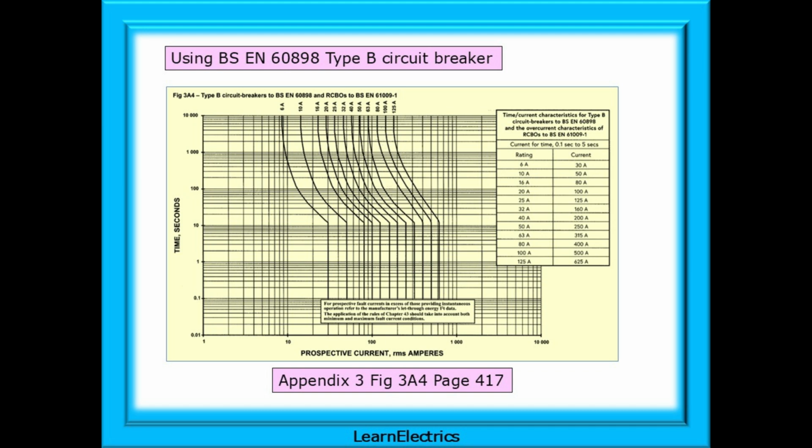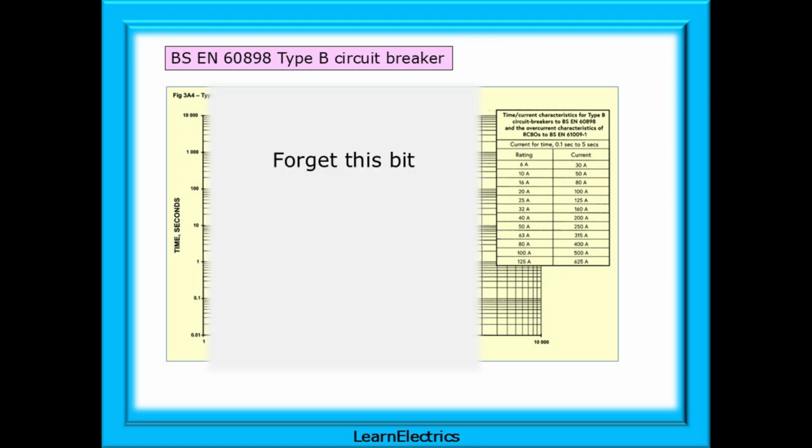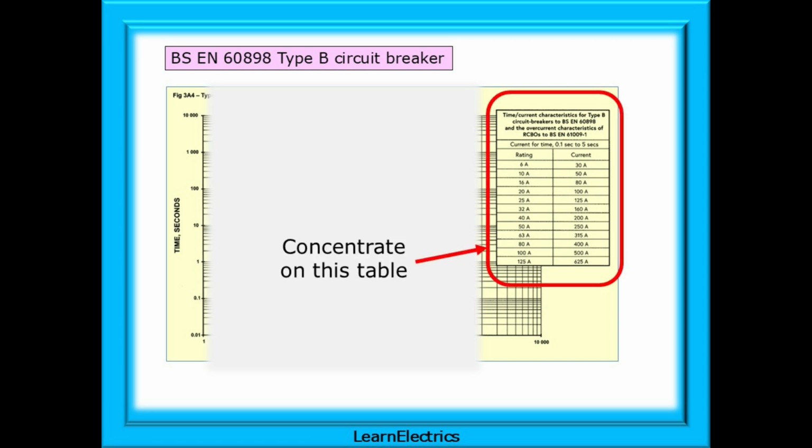Going back to page 417 and the type B breaker, we see a rather daunting graph filling the page. Good news, forget about the graph. We don't need it for what we are doing. We will concentrate just on the table at the top right. This will tell us all that we need to know.